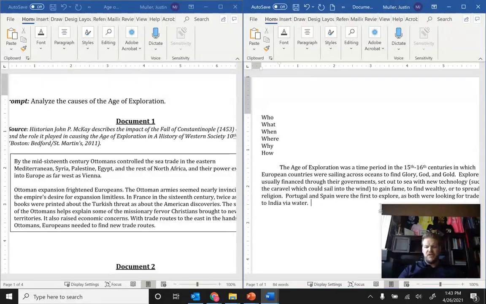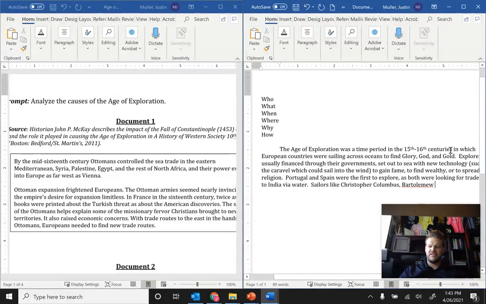I'm going to show off a little bit more sailors like Christopher Columbus, Bartholomew Diaz. I don't know how to spell Bartholomew, so who cares? As long as I spell it close, they'll know what I mean. And he was Portuguese, so I think there's an S at the end of his name. I'm not 100% sure on that. Bartholomew Diaz and Vasco da Gama all set out to find India.